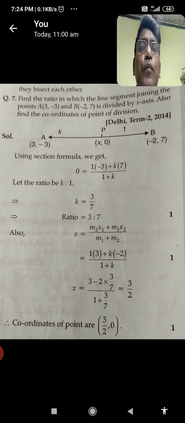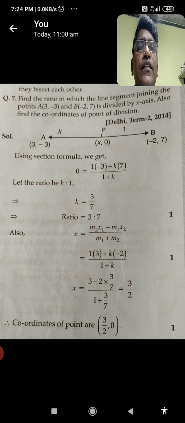Clear to you? Let the ratio be k:1. According to that, the y coordinate of P is 0, so 0 = (1(-3) + k(7)) upon (1 + k), taking m1 as 1 and m2 as k. By cross multiplying, 0 = -3 + 7k. So -3 becomes +3 on this side, 7k = 3, k = 3/7. So the ratio is 3:7.